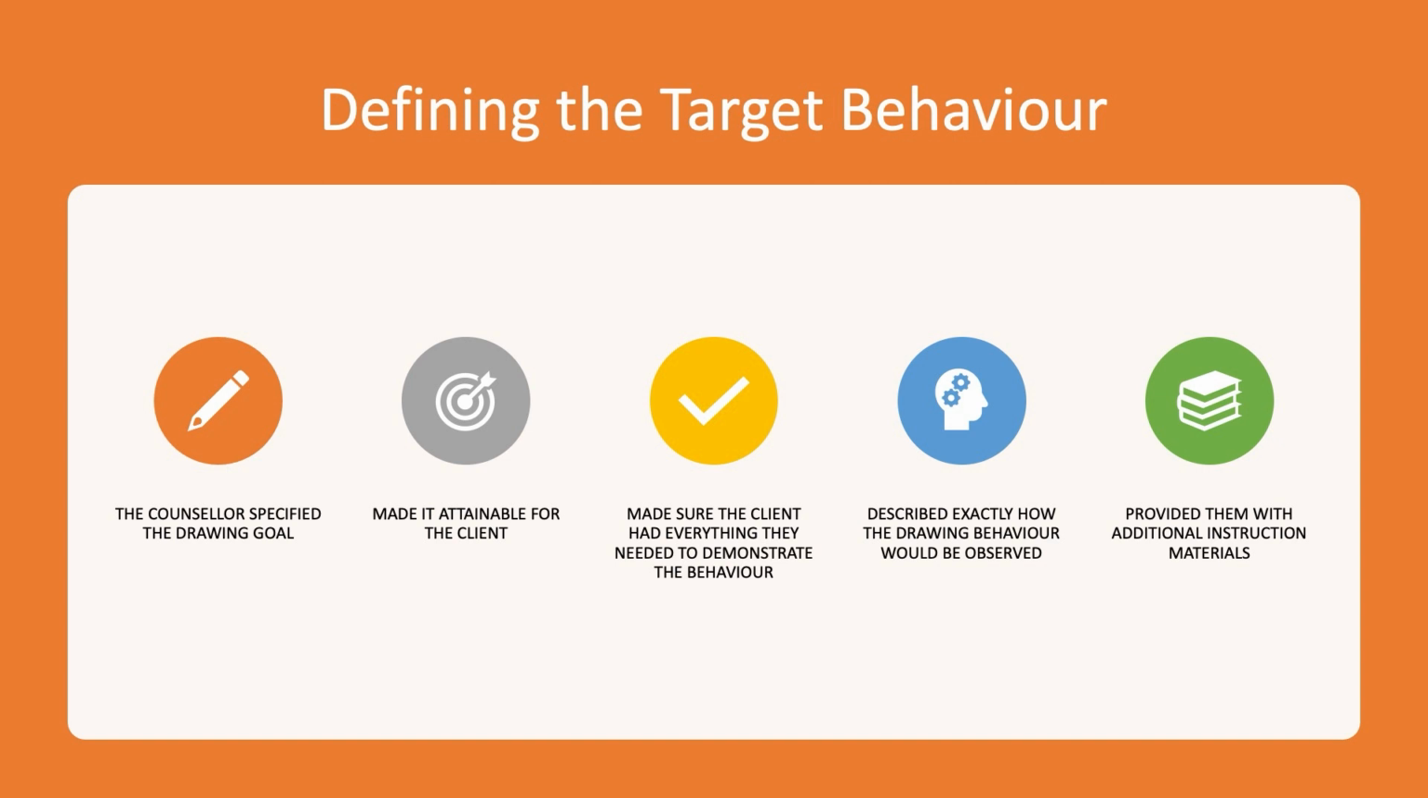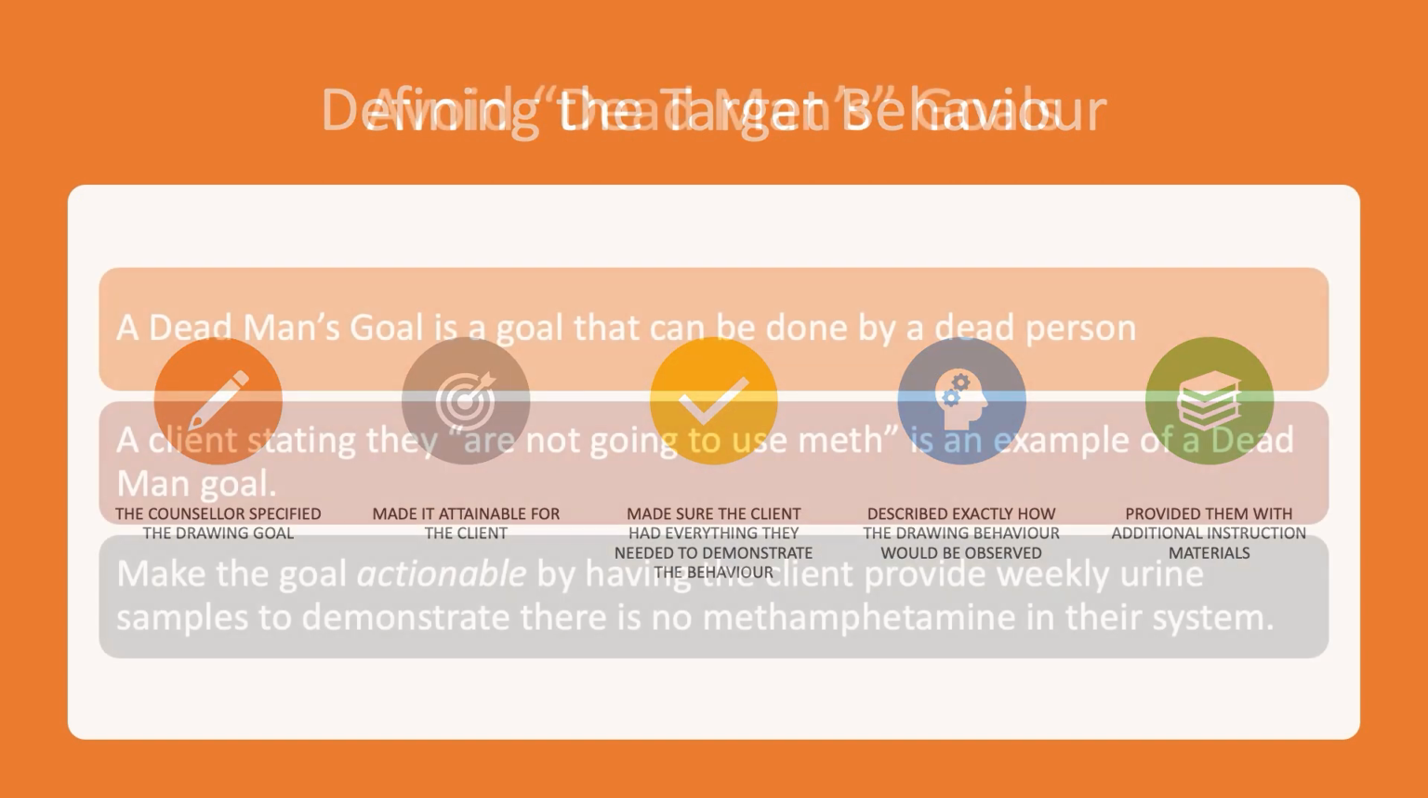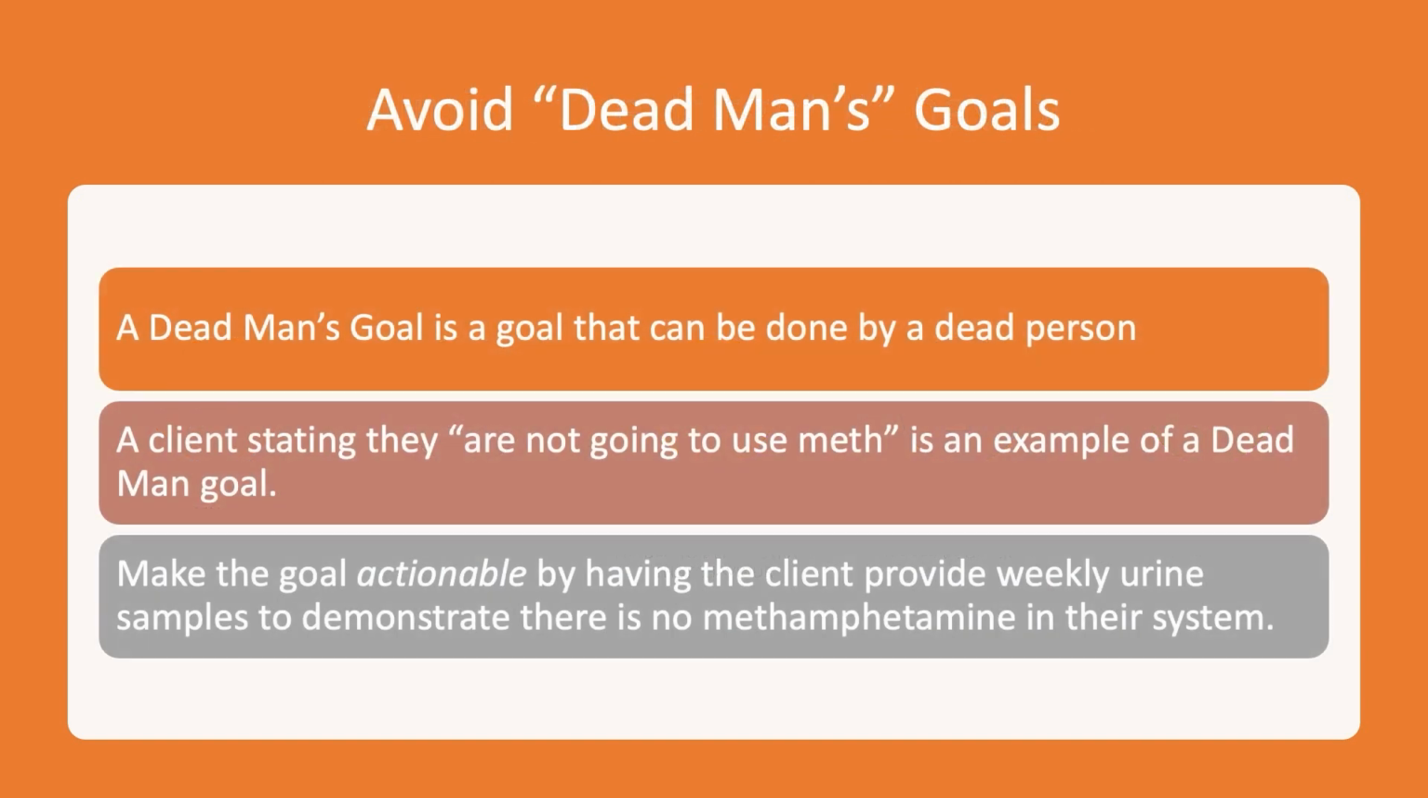Another issue to keep in mind is that the target behavior be actionable, or in other words, not a dead man goal. In short, a dead man goal is a goal that can be done by a dead person. A client saying that they are not going to use meth is an example of a dead man goal. A way to make that actionable would be to have the client present to the clinic weekly to provide a urine sample for analysis to demonstrate that there are no methamphetamines in their system.